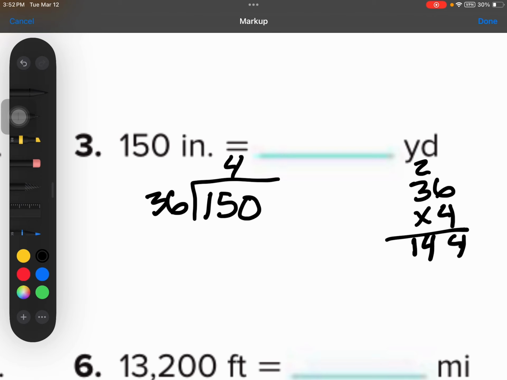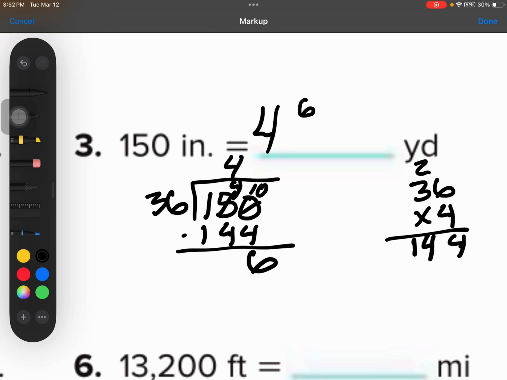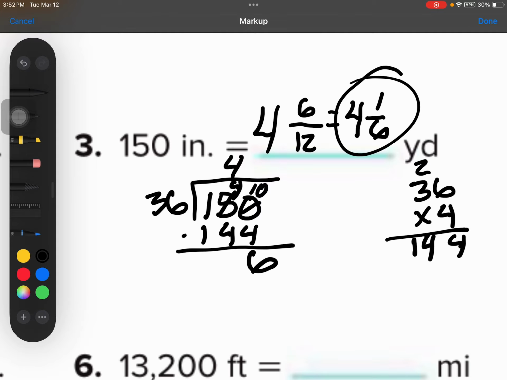So 4, and I have 144. And I know I turn that to a 4, and this to a 10. Now I can subtract. 10 minus 4 is 6, and that's what I have left over. So I have 4 yards, and there's 6 left over, and in each yard there's 36. But I'm looking at that number, and that can be simplified. I can divide both the top and bottom by 6, so then my new answer will be 4 and 1/6 of a yard is my answer.